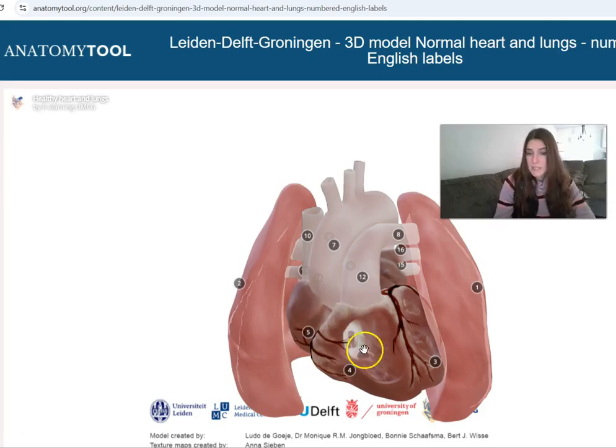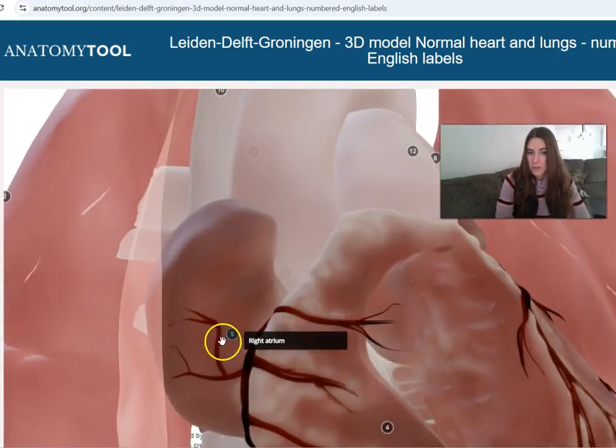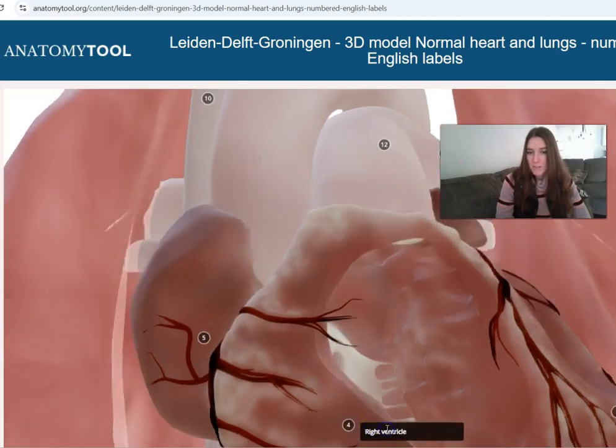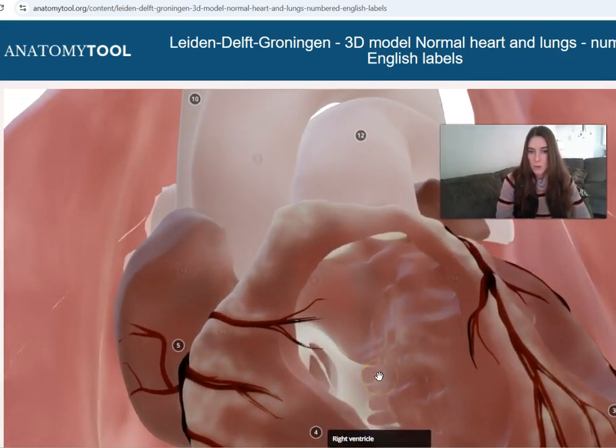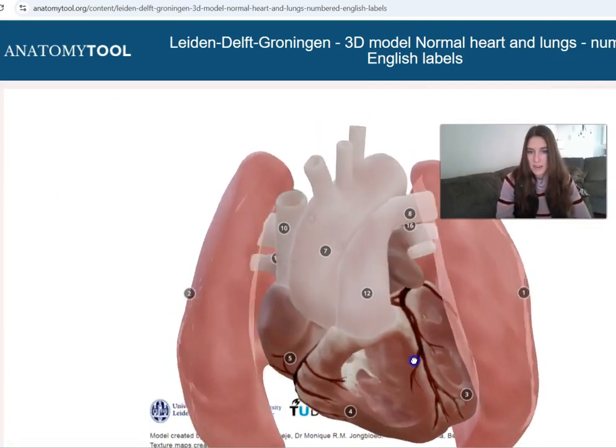Now, the right side of the heart is going to be dealing with deoxygenated blood. So if we go back to what I introduced a few seconds ago in regards to the receiving versus the pumping chambers, we have a right atria, which is labeled number 5 here, and then we have the right ventricle. Okay, so those are the two chambers making up the right side of the heart.